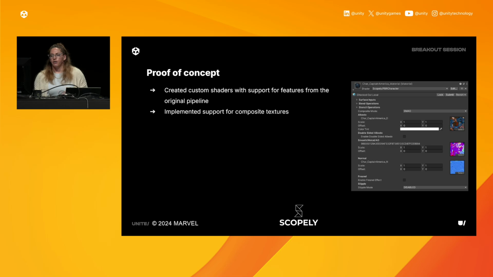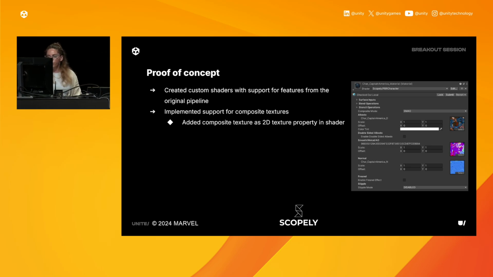We created a custom editor inspector for the shader by extending Unity's shader GUI class. When the composite mode is changed, the custom editor inspector updates the material keywords to reflect the selected mode. So in the example, Captain America uses an SMAO mode, so having that selected enables the SMAO keyword on the material.